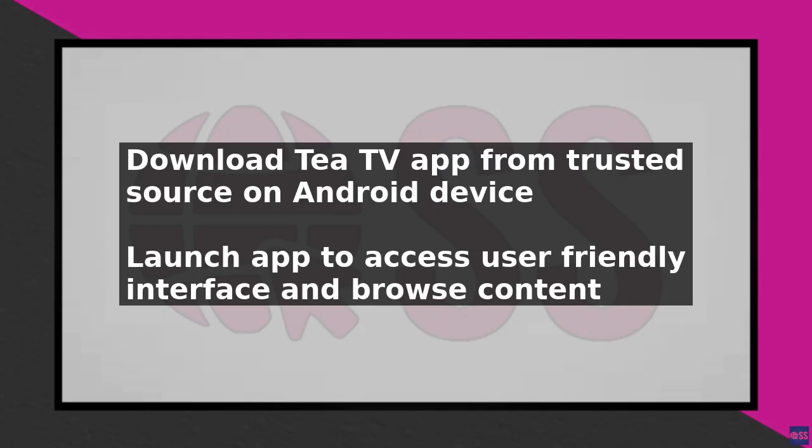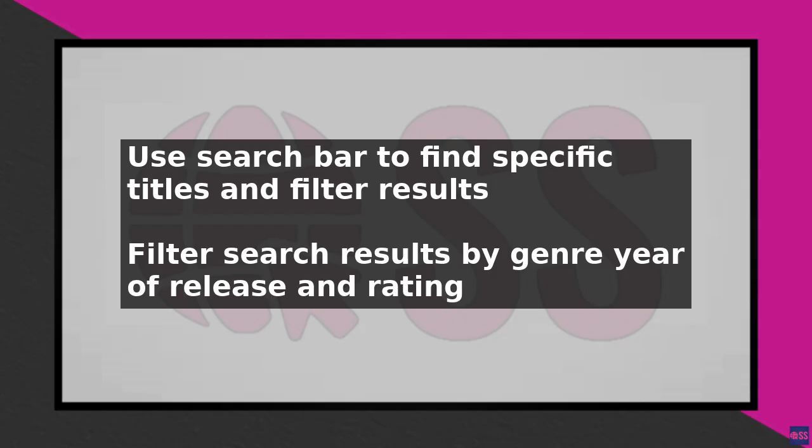Type in the name of the movie or show you are looking for, and the app will display a list of relevant results. You can also filter search results by genre, year of release, and rating. To watch a movie or show, select the title from the search results or browse through the available categories. The app will then display a list of available streaming links, allowing you to choose the quality and source of the stream. Select a link and the app will begin playing the content.